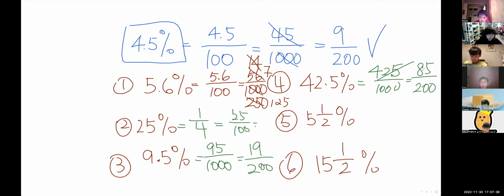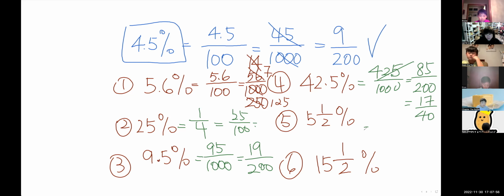Okay, so 85 and 200, are we done, or can we still divide by a number? Divided by 5. Divided by 5 as well. Very good. So 17 over 40. So 17 over 40 is the final answer.